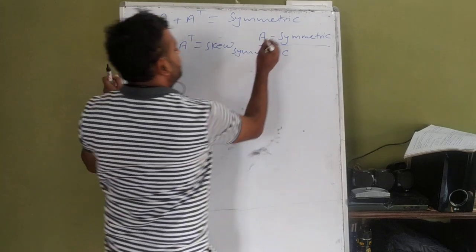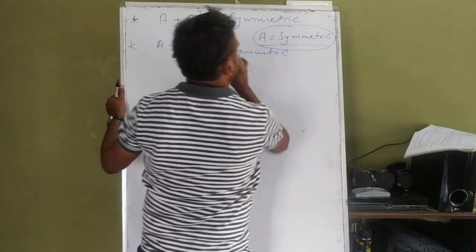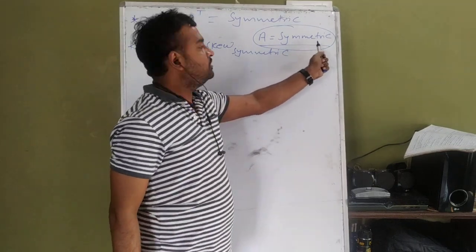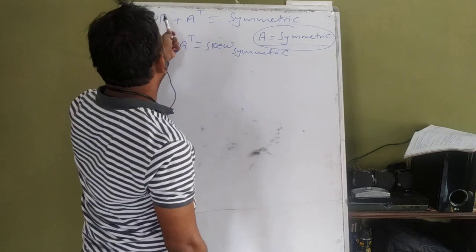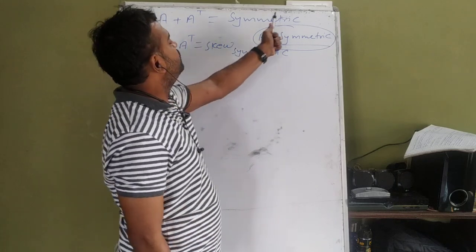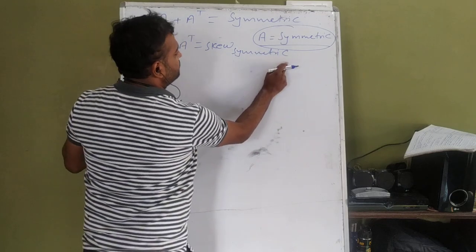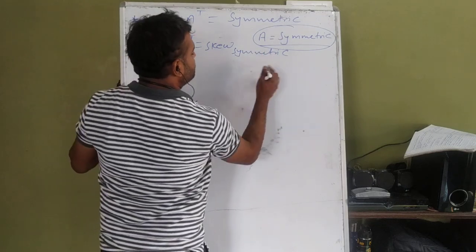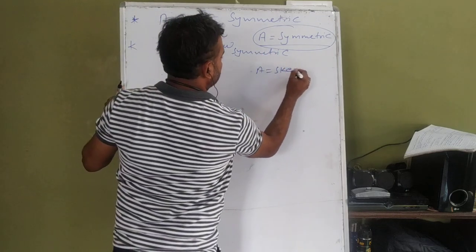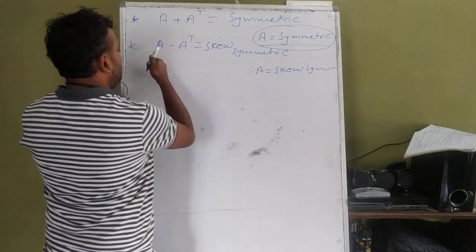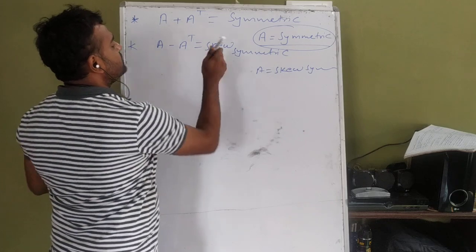Two very important questions are here. For a square matrix, if A is symmetric, then prove that A plus A transpose is symmetric. And if A is skew symmetric, then prove that A minus A transpose is skew symmetric.